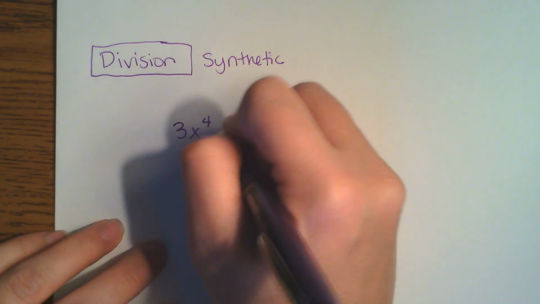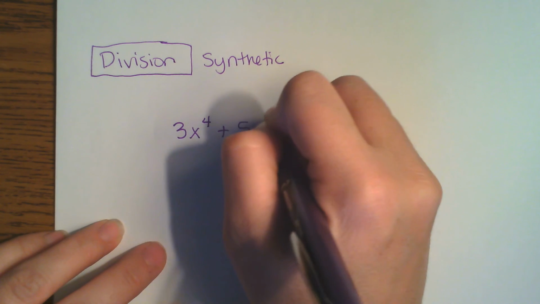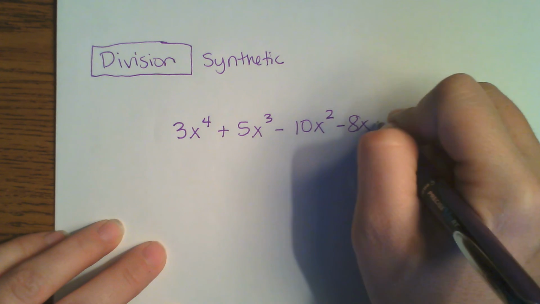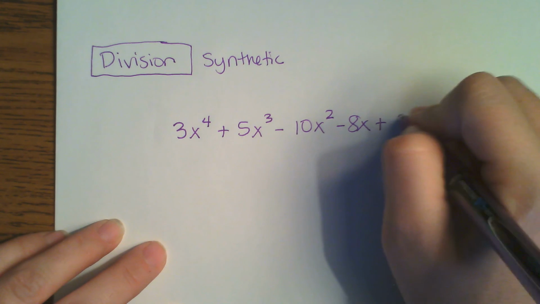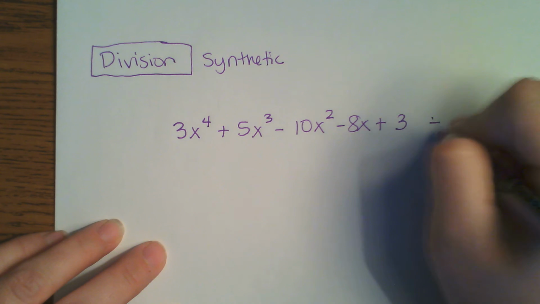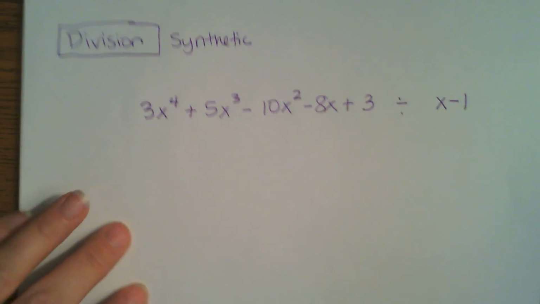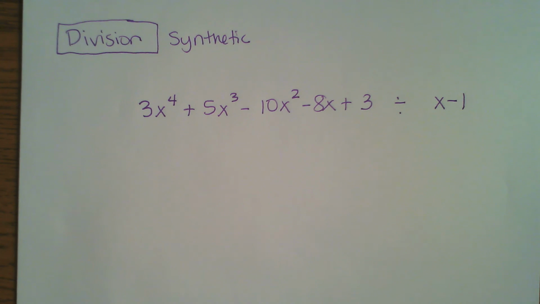3x to the 4th plus 5x cubed minus 10x squared minus 8x plus 3, divided by x minus 1. And there's a lot of other verbiage. It says, what is the result when this is divided by x minus 1? If there is a remainder, express the result in the form qx plus rx over bx. So I'm kind of just going to ignore all those words and tell you what the answer should look like.